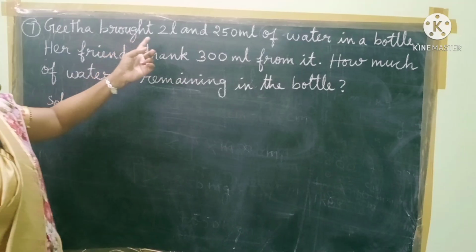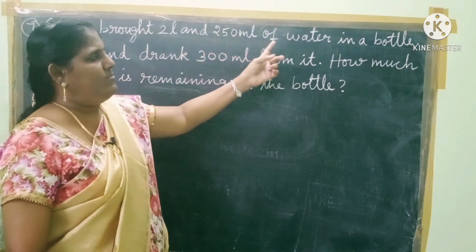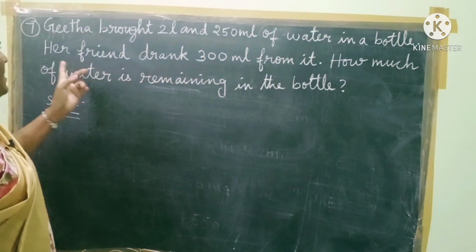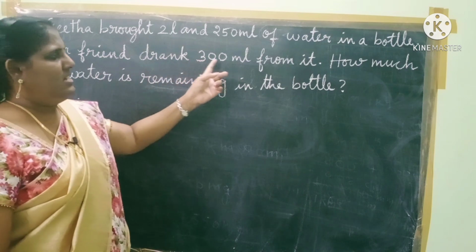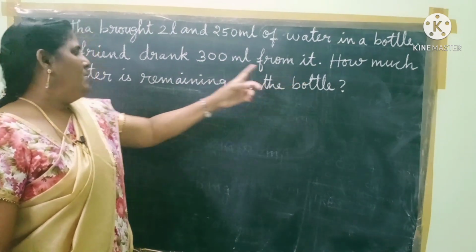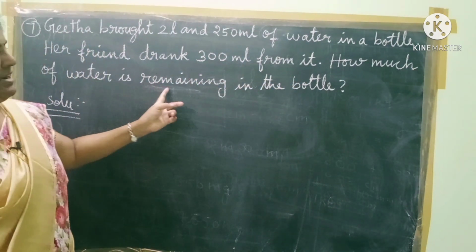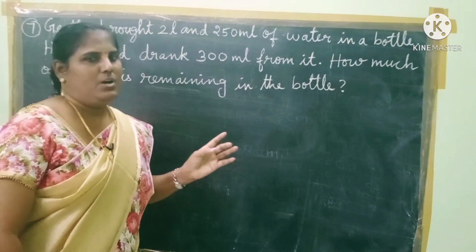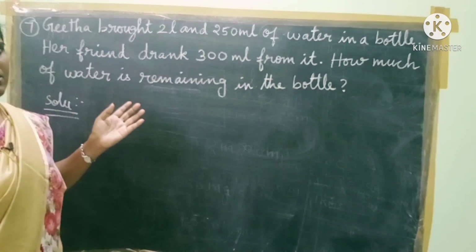Geeta brought 2 liters and 250 ml of water in a bottle. Her friend drank 300 ml from it. How much water is remaining in the bottle? Okay, question. Okay, see the sum.